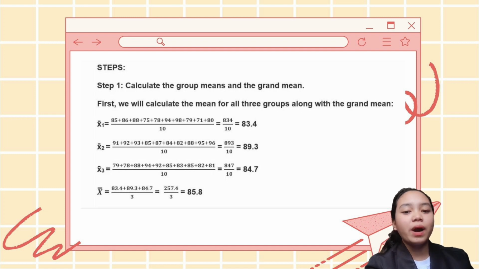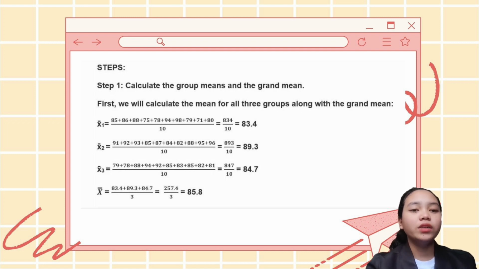Group 2: 91 plus 92 plus 93 plus 85 plus 87 plus 84 plus 82 plus 88 plus 95 plus 96, over 10, equals 893 divided by 10, which equals 89.3. Group 3: 79 plus 78 plus 88 plus 94 plus 92 plus 85 plus 83 plus 85 plus 82 plus 81, over 10, equals 847 divided by 10, which equals 84.7.